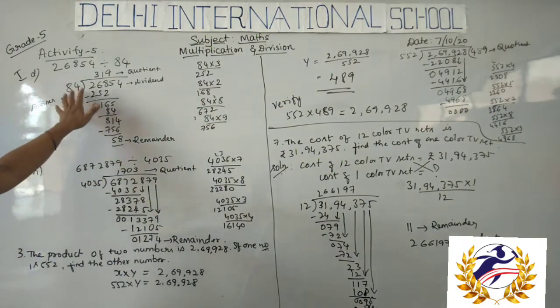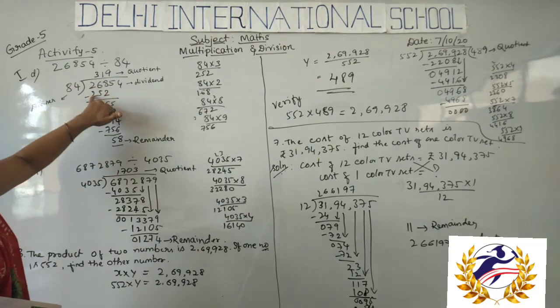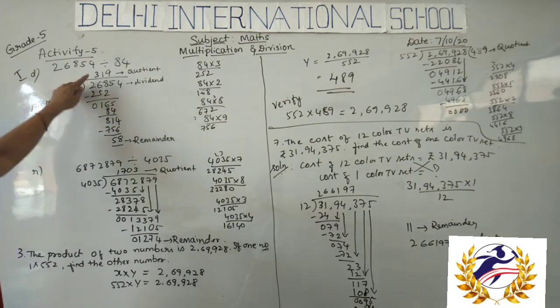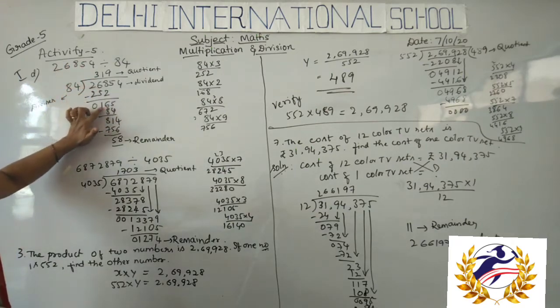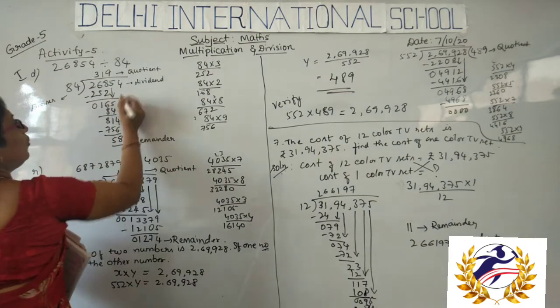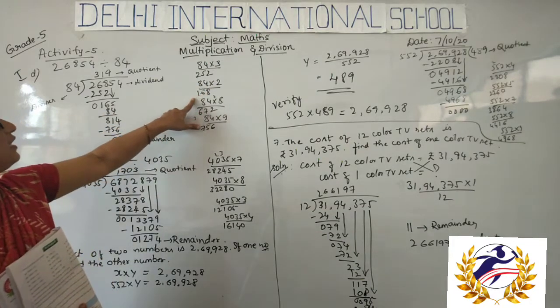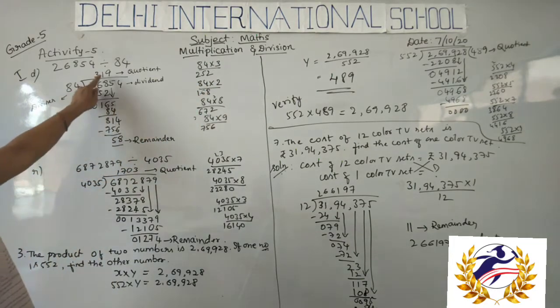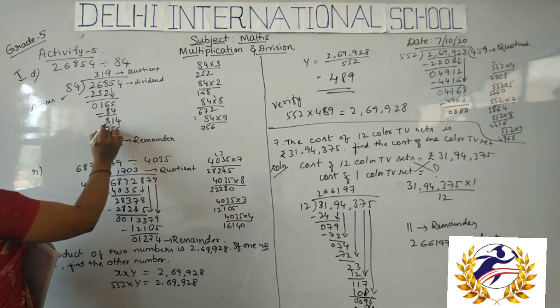So 84 3s are 252. That's why I wrote 84 3s are 252. Upon doing subtraction, we got 116. Then we will take 5 below, so 165. 84 2s are 168, so I will take 84 1s, which are 84 only. Then I will subtract this and I got 81.